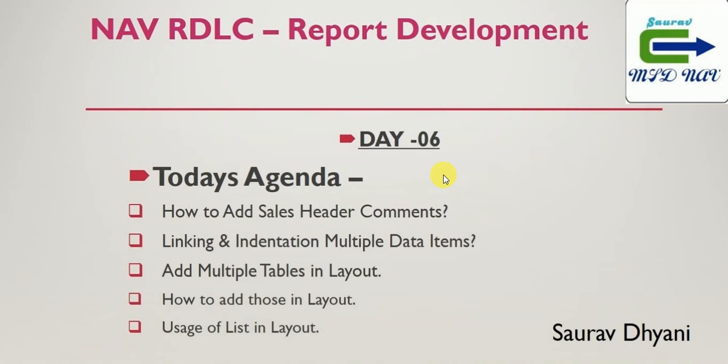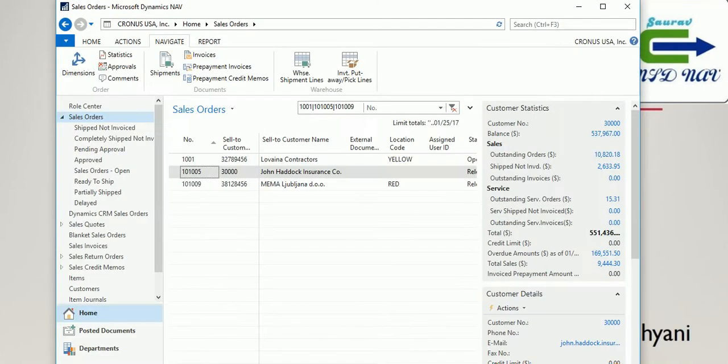As per the comments, and as we discussed last time, let's try to modify that report and add sales header comments on the same report. Then we'll see how we can have multiple tables in the layout, and what we need to change in the layout to print them. So let's first try to understand what sales header comments are.